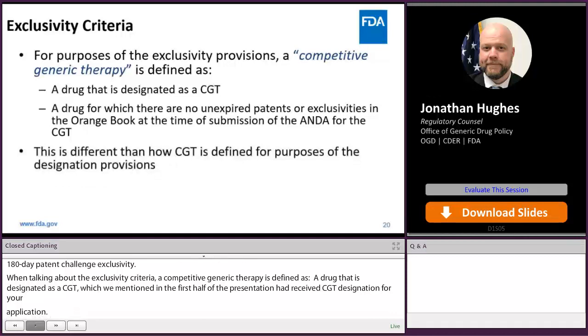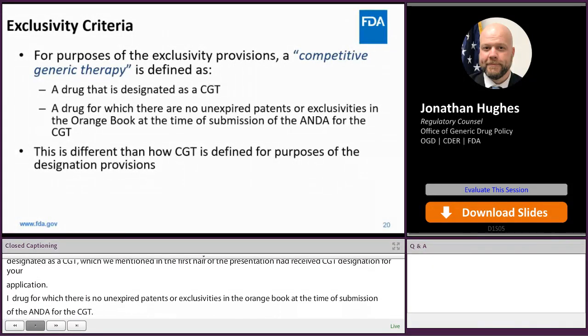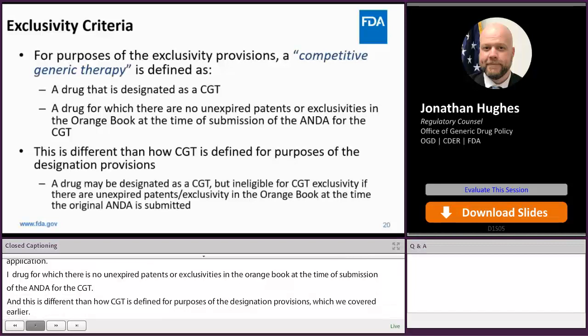And this is different than how CGT is defined for purposes of the designation provisions, which we covered earlier. The drug may be designated as a CGT, but then later ineligible for CGT exclusivity if there are unexpired patents or exclusivities in the Orange Book at the time the original ANDA is submitted.